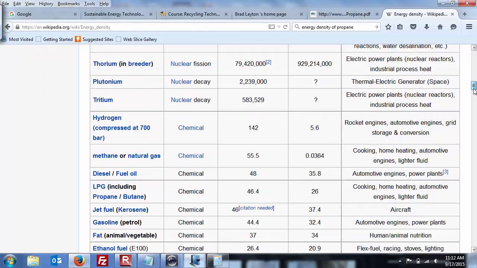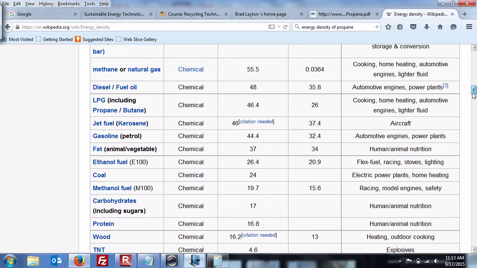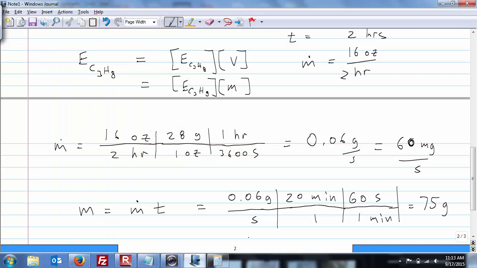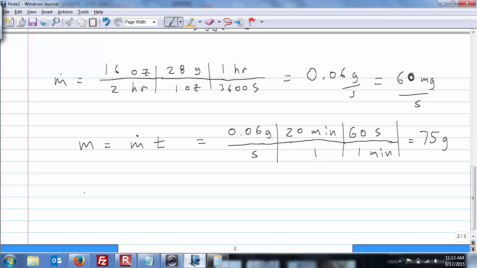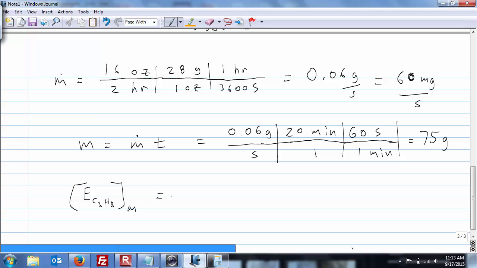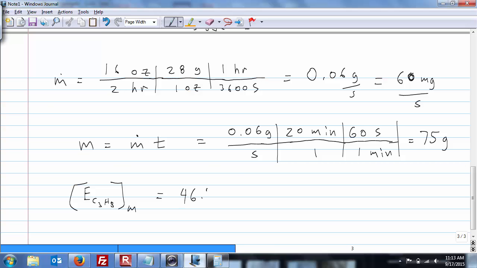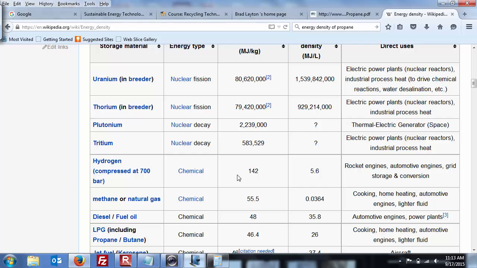And hopefully it's down here somewhere. Okay, we're not using plutonium, fat, ethanol, coal. Oh, thanks. Super. Okay, perfect. Thank you. And now we've got it in megajoules per kilogram. 46.4. Let's write that down. So the energy density of propane, C3H8, on a mass basis, equals 46.4 megajoules per kilogram.